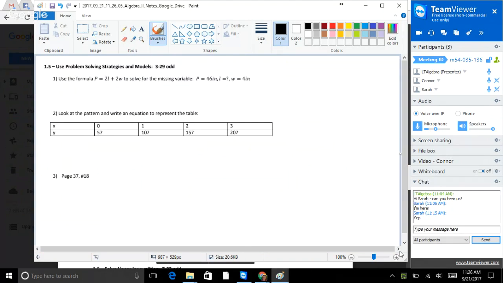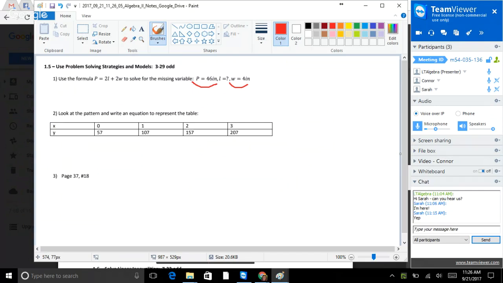So the first example says use the formula perimeter equals 2 times the length plus 2 times the width to solve for the missing variable. That's one of those standard formulas: the perimeter of a rectangle is 2 times the length plus 2 times the width. And what they're saying is, the perimeter is 46 inches and the width is 4 inches, and we want you to figure out the length.